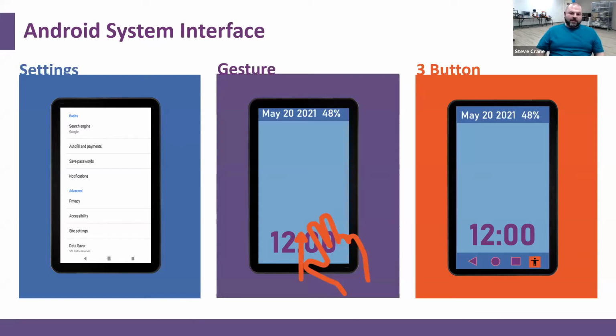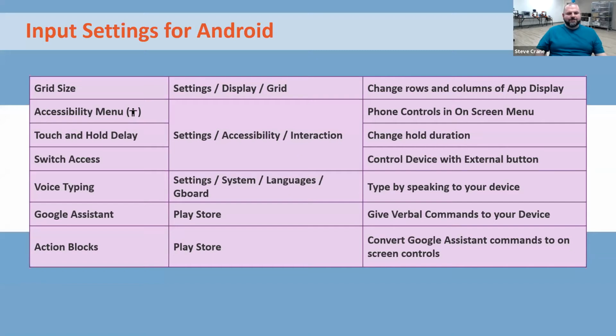So now let's take a look at the input, how you send commands to your device. There we are. Android will show you your apps in that app tray, that list. It's actually more of a grid than a list because it's got columns and rows. You can change the size of that grid. You can change the number of columns in it. You can change the number of rows it displays at a time.